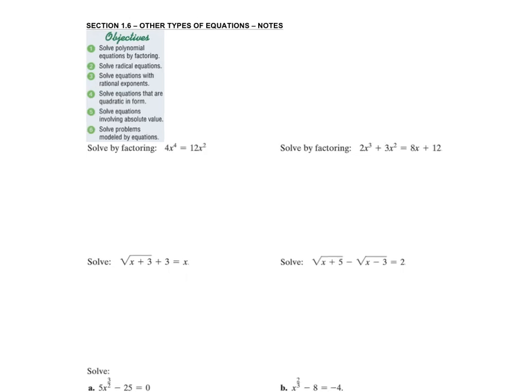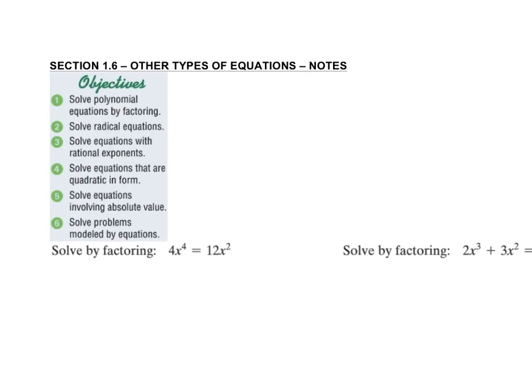This is a video over section 1.6, and we're going to be talking about other types of equations. So we've been solving quadratics, but we're going to solve some more polynomial equations by factoring. We're going to solve radical equations. We're going to solve equations with rational exponents. We're going to solve equations that are in quadratic form, okay? And we're going to solve absolute value equations.